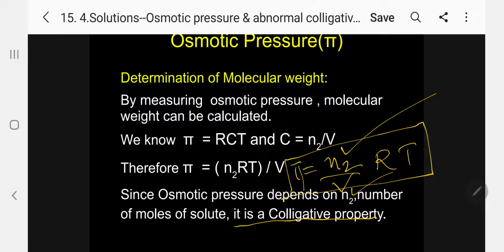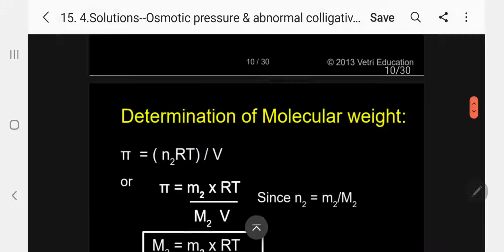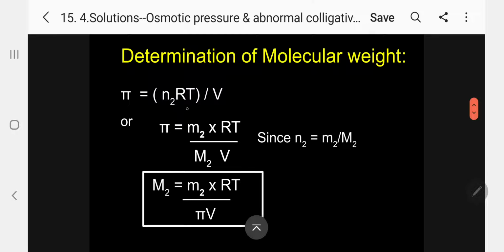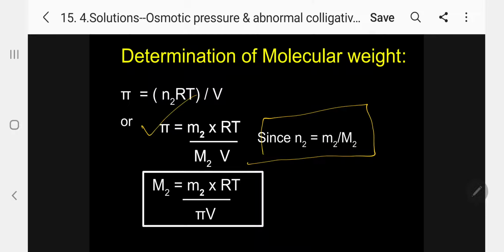But what is our aim? We want to determine the molecular weight. So let me continue now. The equation we have is pi equal to N2 RT by V. N2 I will expand, because I know N2 equal to small m2 by capital M2. So let me substitute here: pi equal to m2 by M2 into RT by V.